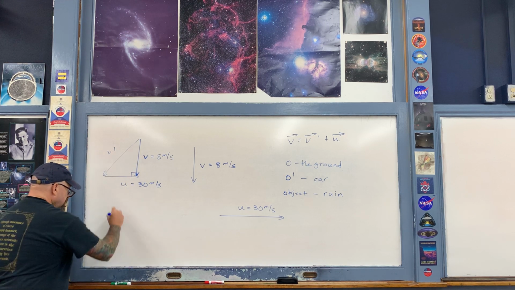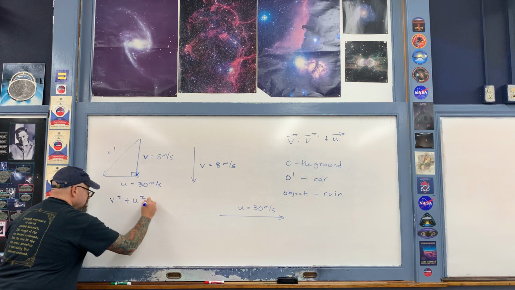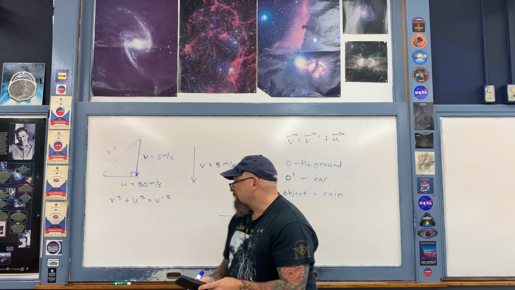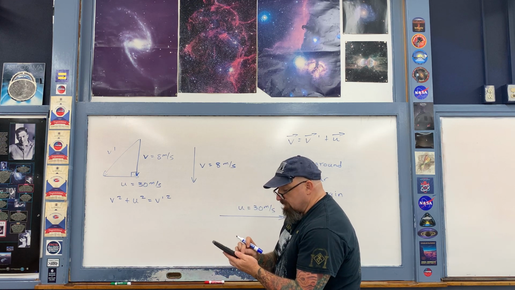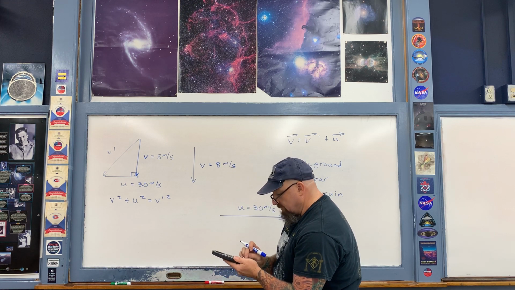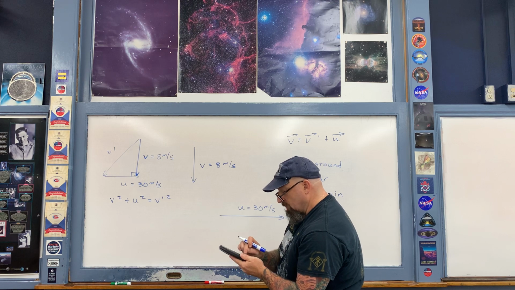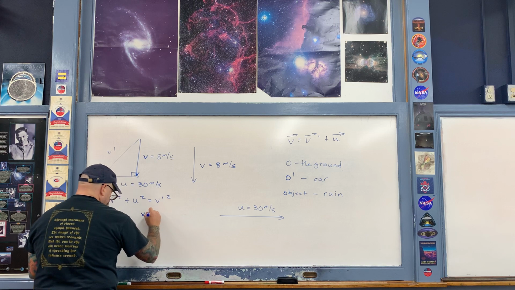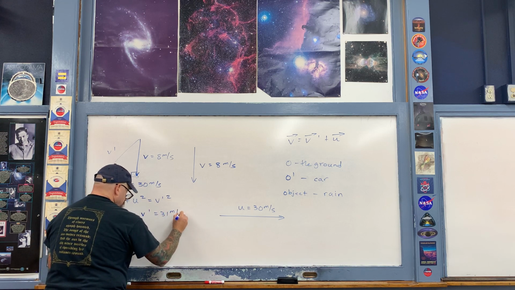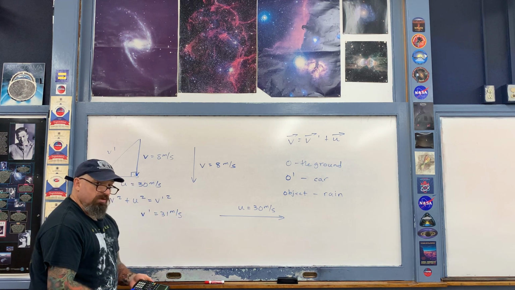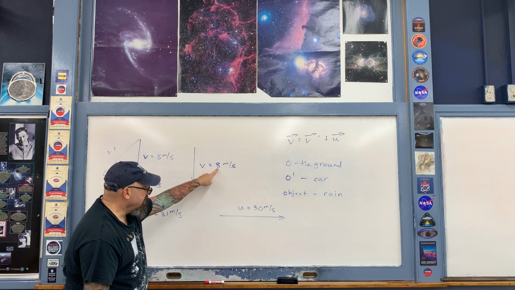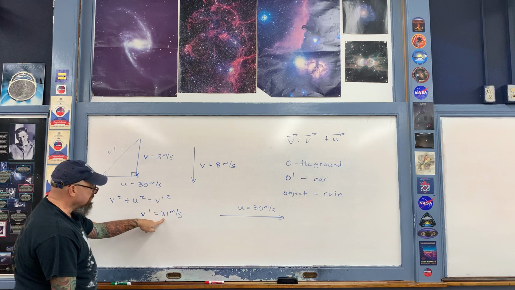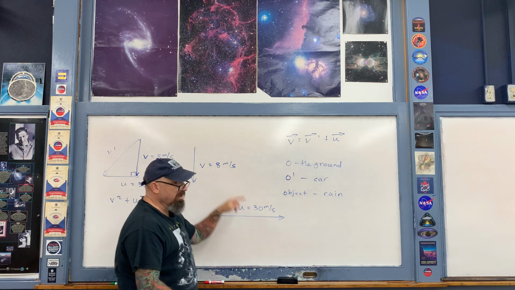So V squared plus U squared is equal to V prime squared. Now I just plug in. First of all, I have V squared, so 8 squared is 64, plus 30 squared, so 900. Take the square root of all of that. And it ends up being quite a large speed in this case. V prime is equal to 31 meters per second. So to summarize, when you're just standing on the ground, you see the rain at this. However, when you're in a car, you see the rain at this. Notice how much larger this speed is than this speed here.